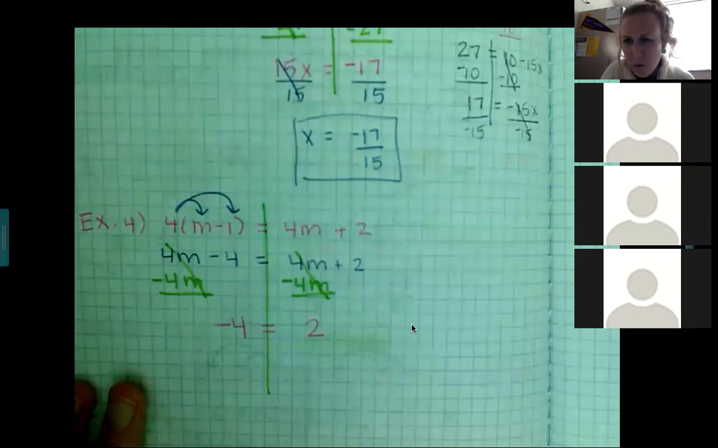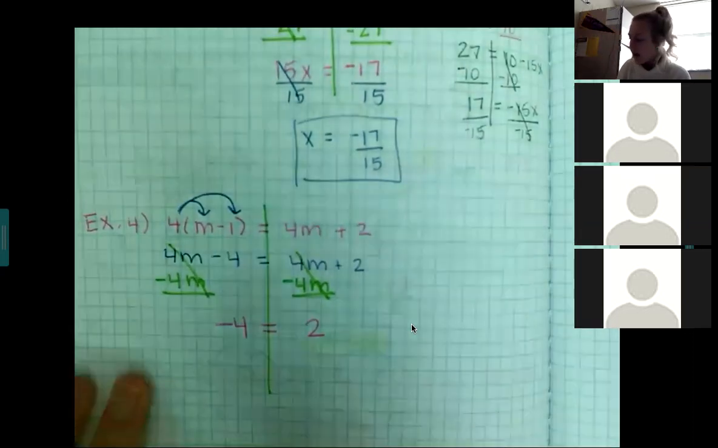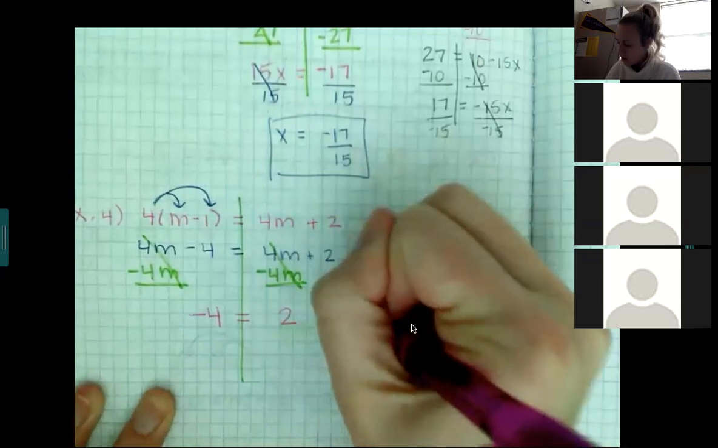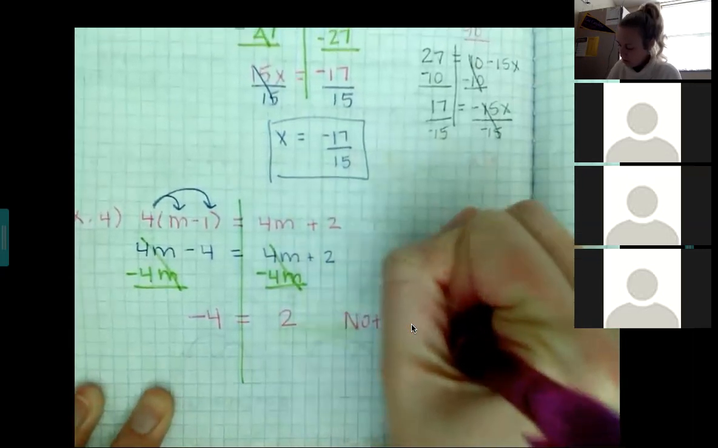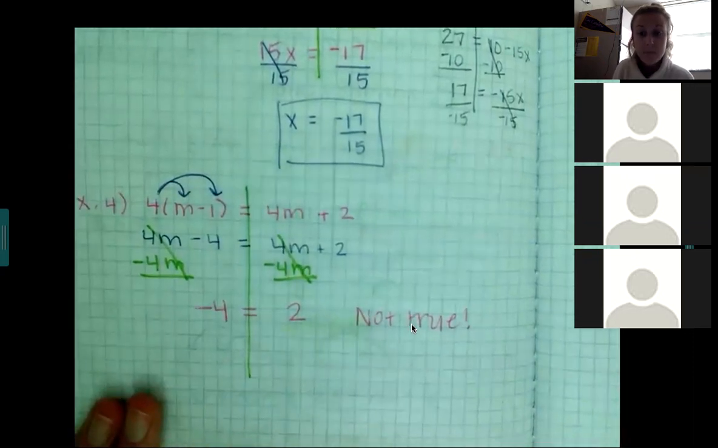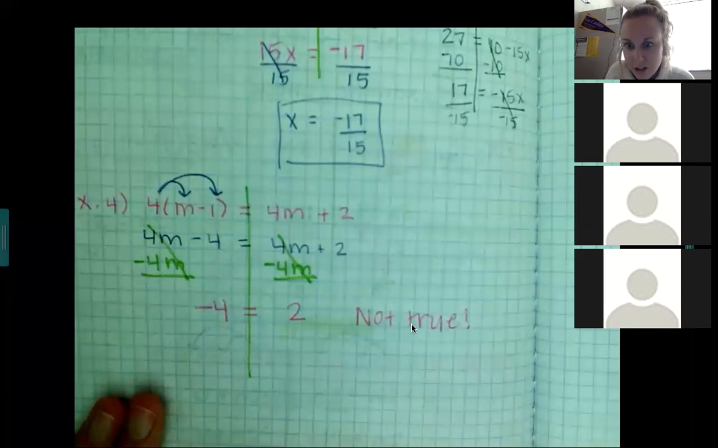No. So what do you do if the m's just go away and you're left with something that is not true? What's the answer then? Negative 4 over 2? Nope, because we ain't got no m's. You can't divide. It's not true. So what do we write? Is there an answer? No. Call it when there's no answer.